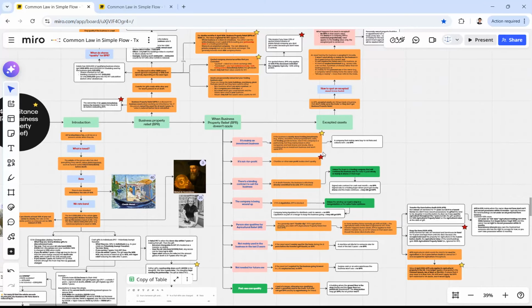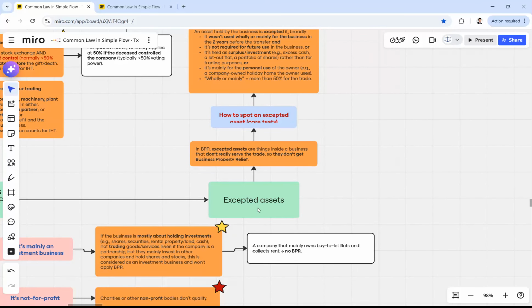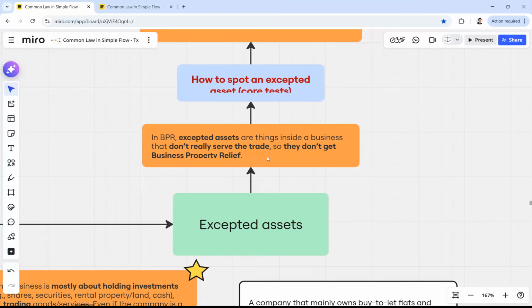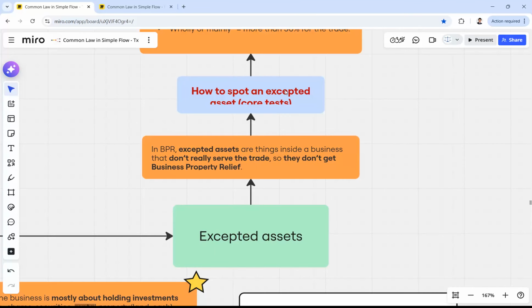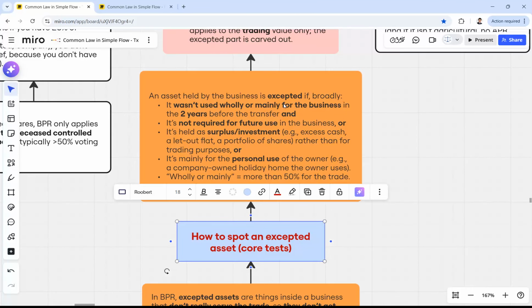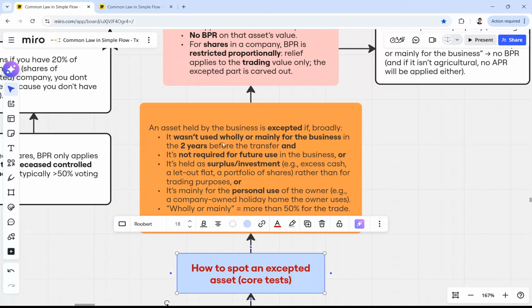Okay, we have covered the third biggest branch and now the last tiny one, excepted assets. In business property relief, excepted assets are things inside a business that don't really serve the trade, so they don't get business property relief. So it's another exception, basically. Let's now understand what an excepted asset is.